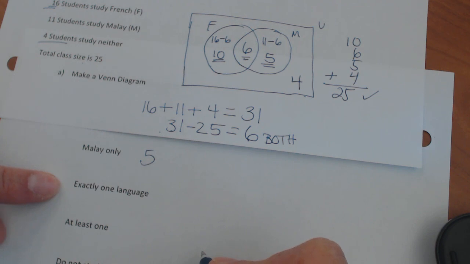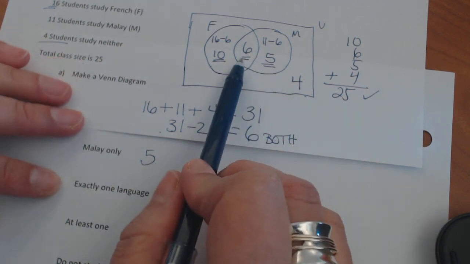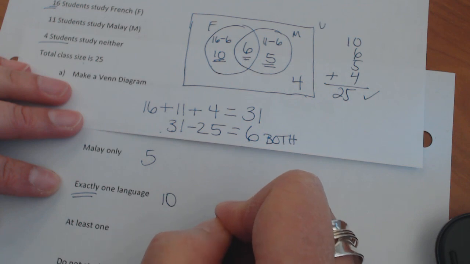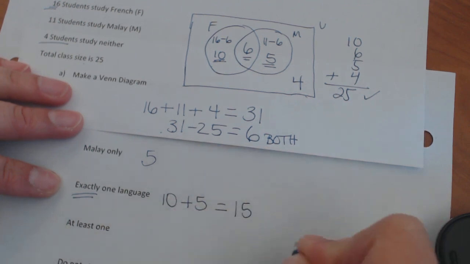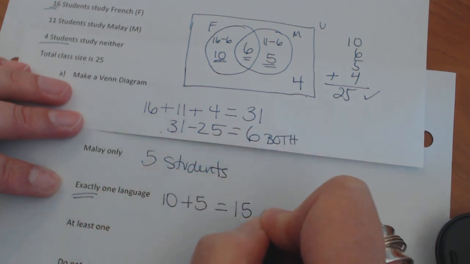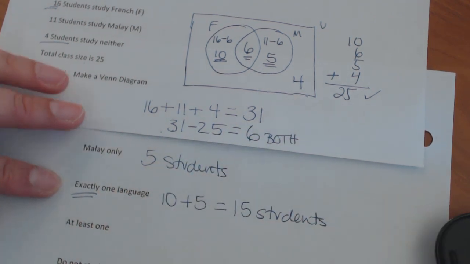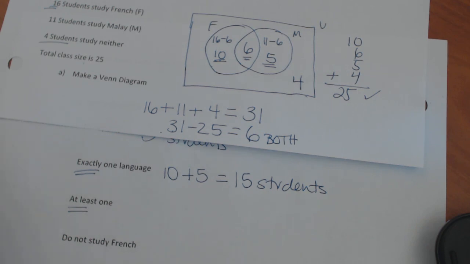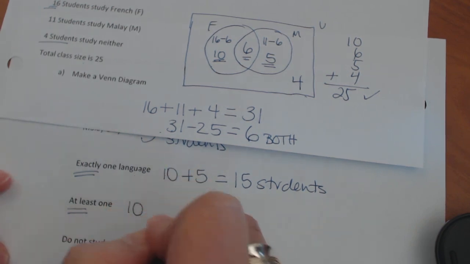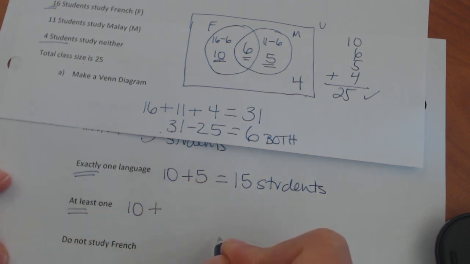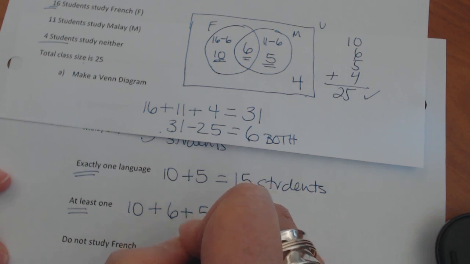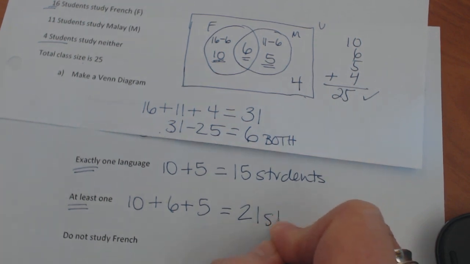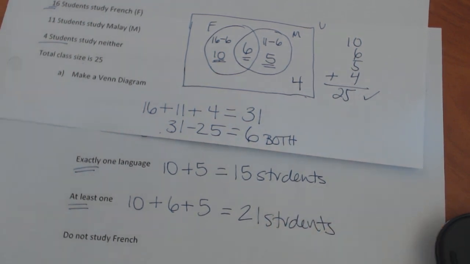All right, exactly one language. We cannot have this both because this is 2, correct? So exactly 1. We know that 10 students study just French and 5 students study Malay. So that gives us 15. And I'm going to write students after this, because I always like to write some type of unit. So 15 students study exactly 1. Okay. How about at least 1? At least 1 means it could be 1 or more. So 10 students study just French, that's at least 1. 6 students study both, that's fine, and 5 students study Malay. If we put those together, we get 21. So 21 students study at least 1.